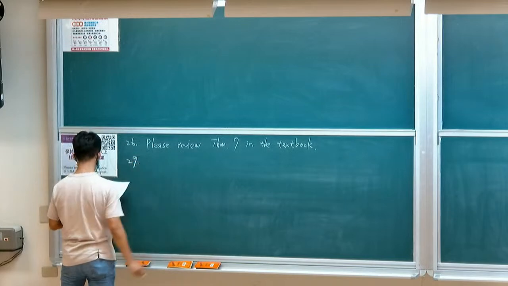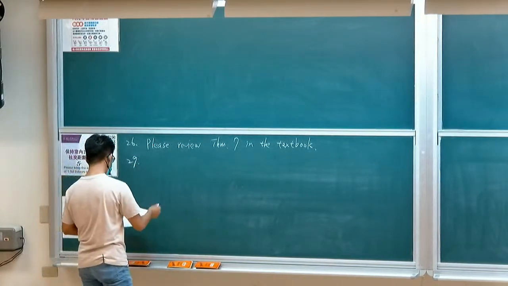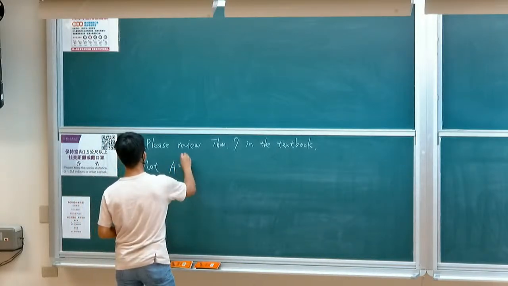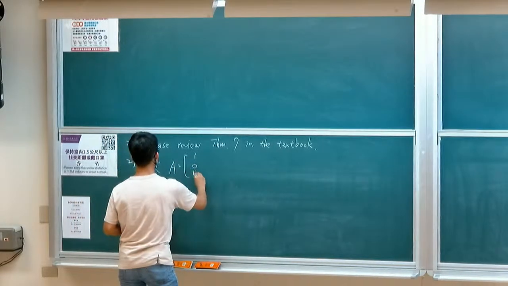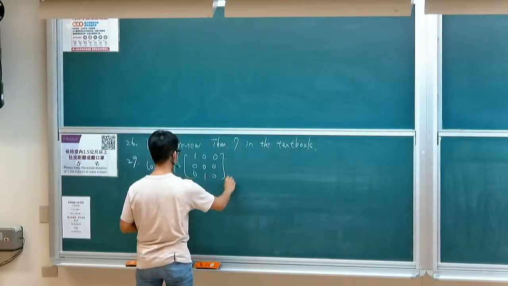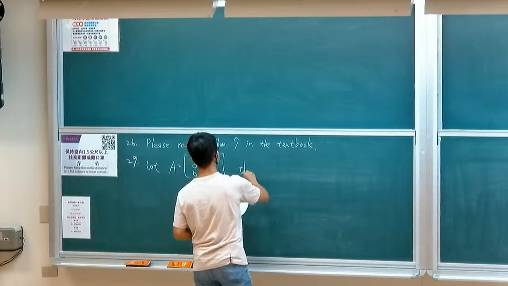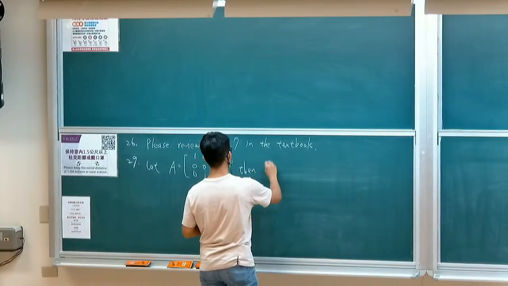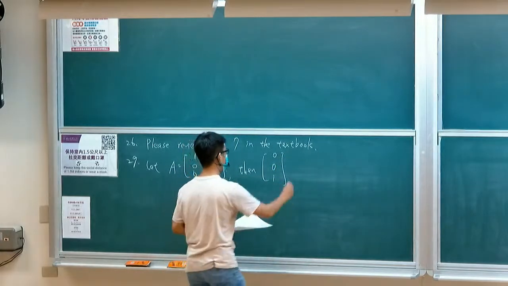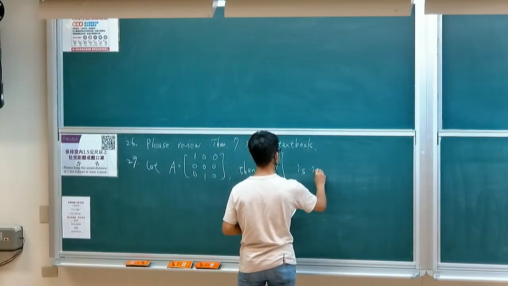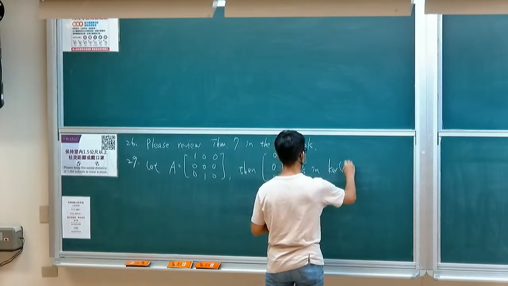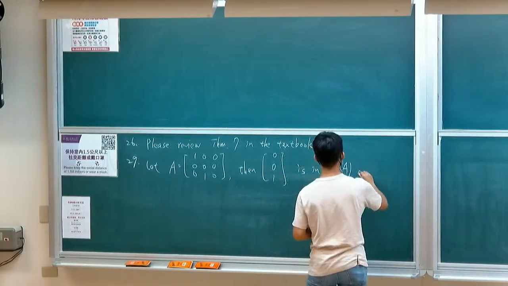For exercise 29, we'll give you an example. So let's consider A equals 1, 0, 0, 0, 0, 1, 0, 0, 0. Then we can find that this column vector is in the kernel of A. It is also in the range of A.